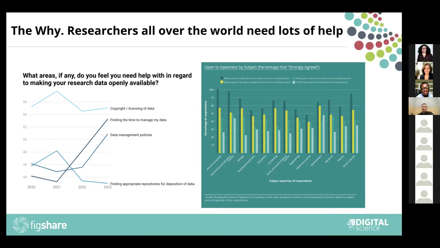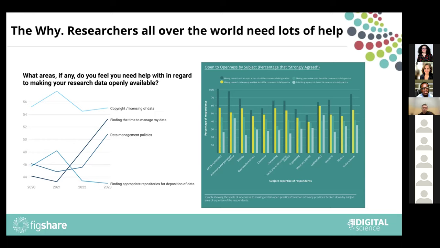So I can tell you about all of the benefits of making data openly available. The researcher benefits, they get more credit. We track views, downloads, citations, so they can track all of their impact for all of their research outputs. But also, there is an understanding that it's new and I need some help.